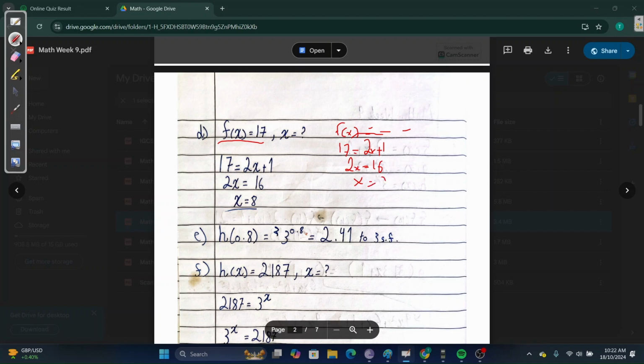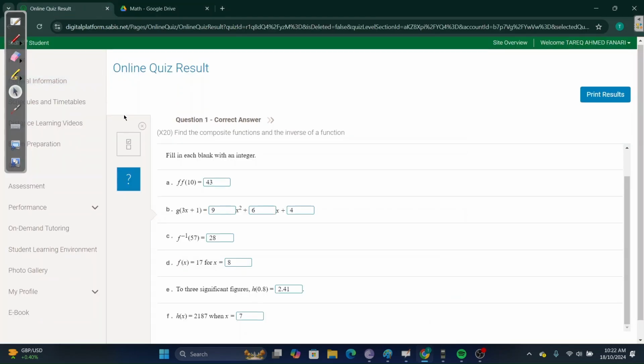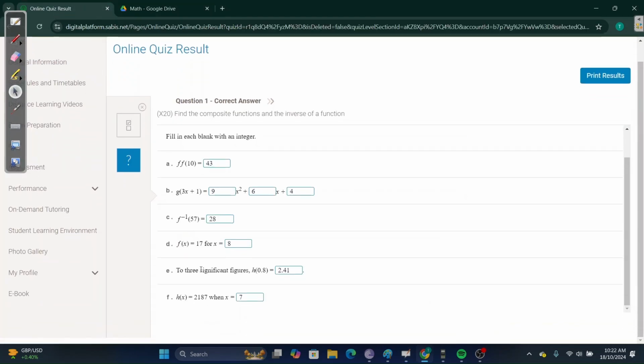And x equals 8. That's your final answer. Okay, part E. This is the one that's going to be dealing with exponents. So you're going to need a calculator here. To 3 significant figures, h of 0.8 equals.